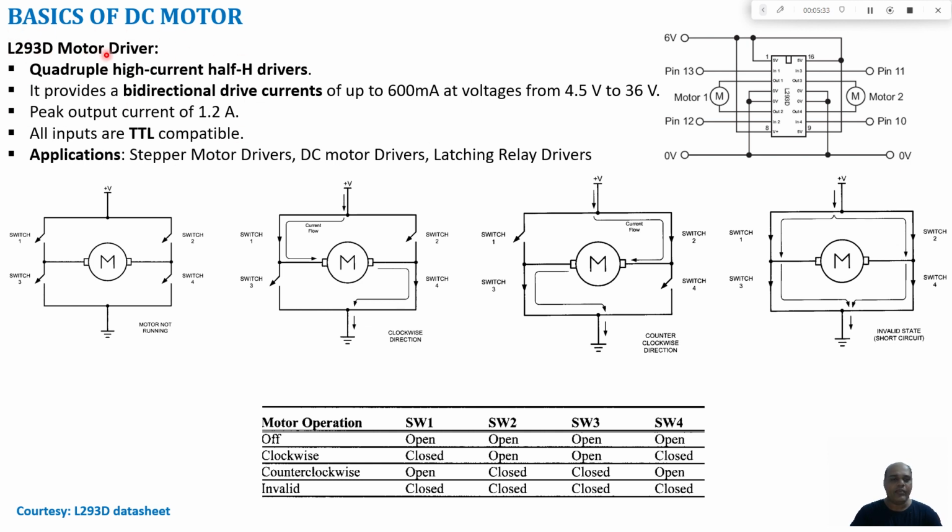This L293D motor driver is a quadruple high current half H bridge driver. It provides bidirectional drive currents, so I can easily change a motor direction from clockwise to anti-clockwise and from anti-clockwise to clockwise. The bidirectional drive currents can be up to 600 milliamperes for a voltage between 4.5 volt to 36 volt. We can have a peak output current of 1.2 amperes and all inputs are TTL, transistor-transistor logic, supported. The main applications of this motor driver are in stepper motor drives, DC motor drives, and latching relay drivers.